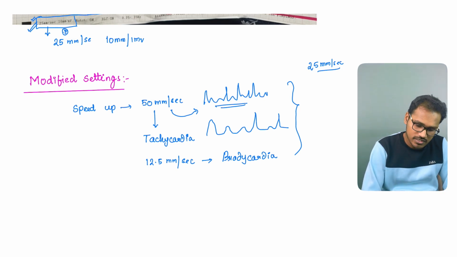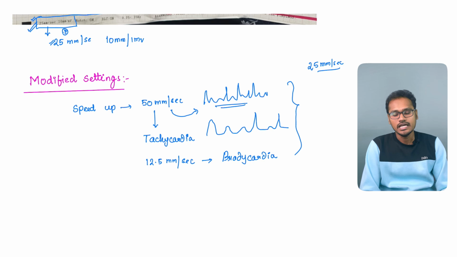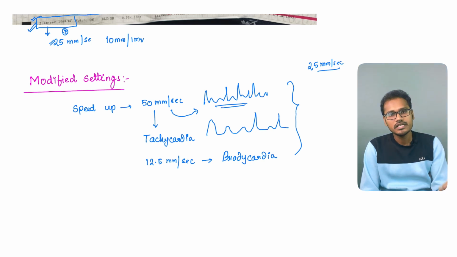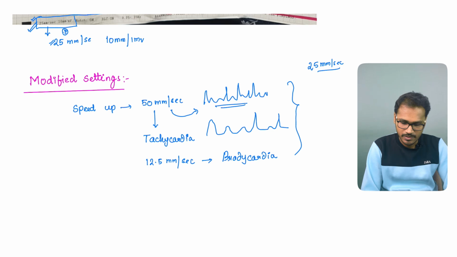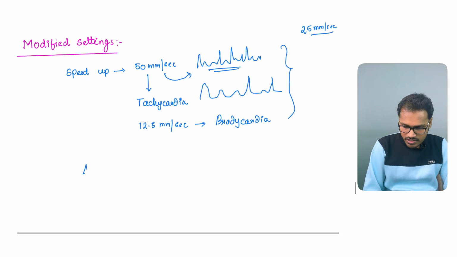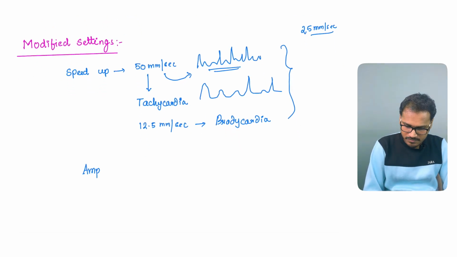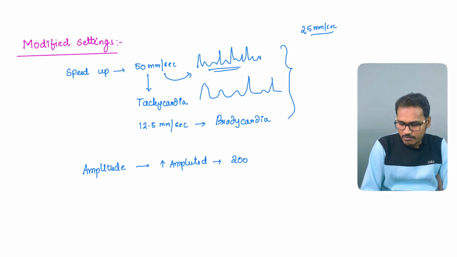So always we will check for this, what is the speed, and if we have asked them to increase the speed, our calculations also have to be considered according to the speed change. Now coming to the amplitude change, when will we change the amplitude? We can change the amplitude under two conditions. For example, we can increase the amplitude. What we can do is, we can say that 20 mm per millivolt, we can do it.